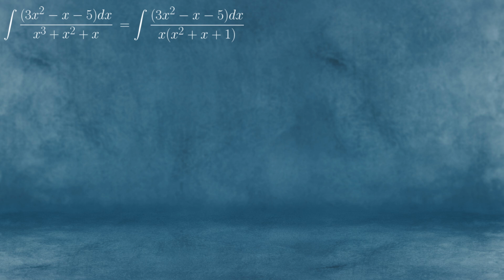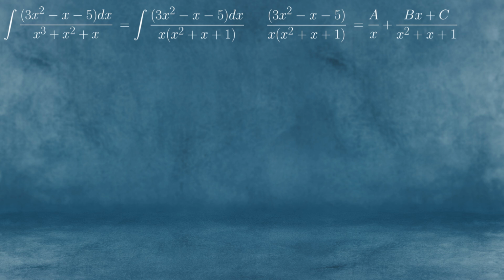Nevertheless, the expression x squared plus x plus 1 cannot be factored any longer because it doesn't have any real roots. Thus, the expression 3x squared minus x minus 5 divided by x cubed plus x squared plus x can be written as A over x plus Bx plus C divided by x squared plus x plus 1 by using partial fractions.